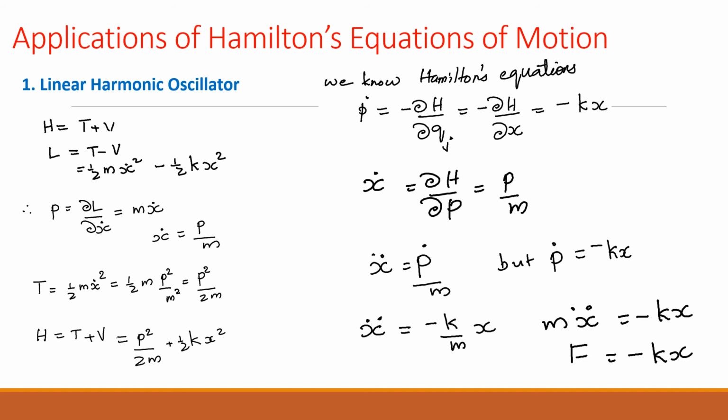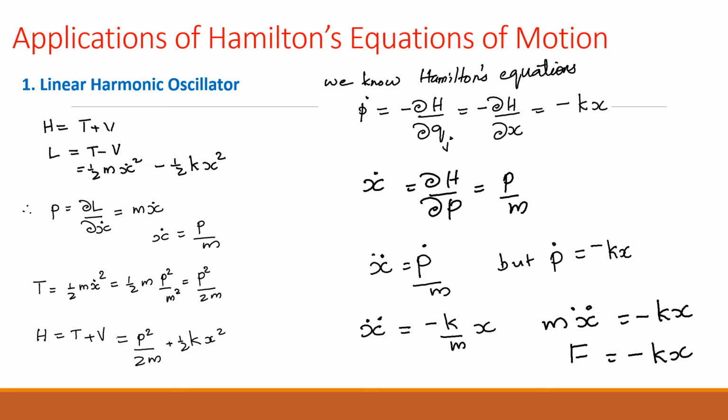So in order to apply Hamilton's equation to this, first of all, we have to set the Hamiltonian. But for setting the Hamiltonian, we need the Lagrangian also, because H is equal to T plus V, and the Lagrangian L is equal to T minus V. T is the kinetic energy, half mv square, but here velocity v is replaced by x dot, so half m x dot square. Minus the potential energy of an oscillator or a spring, which is half kx square. So we substituted that.